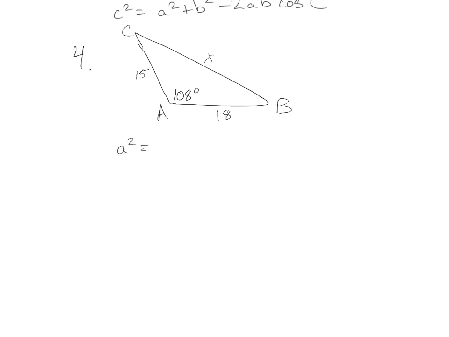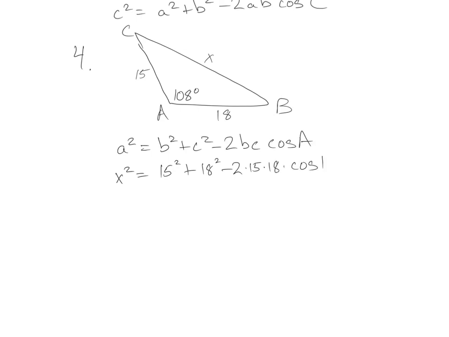So we'll write it down just so it helps us to remember which one it is. And then all you do is substitute the information. So we don't know a, that's your x. Little b is 15. Little c is 18. Minus 2 times b times c times the cosine of 108. And that is how we start, by identifying which piece we want, and which formula matches up to it.